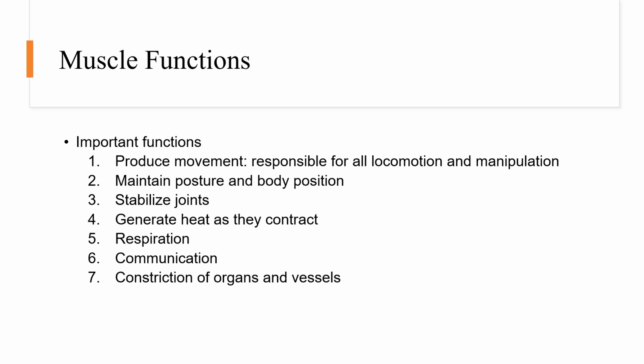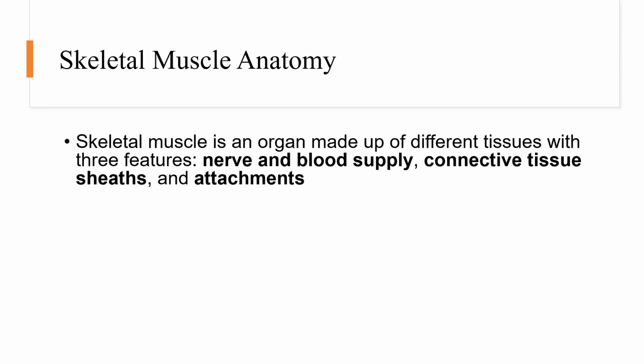There's also constriction of the organs and vessels. We talked about smooth muscles, which are important in different types of functions there. And contraction of the heart: we're able to pump blood from one location all the way to every part of our body because of this muscular function. So a little bit more about skeletal muscle anatomy. Again, if we're looking at a full muscle, it's thought of as an organ because it has different tissues. It has connective tissue, it has nerves and blood, and it also has some attachment sites.